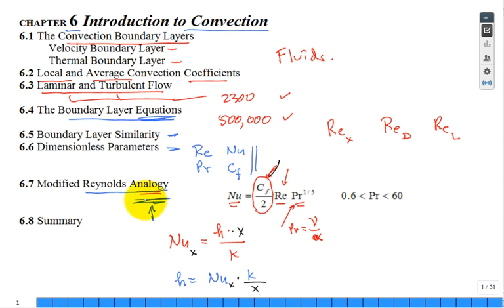Okay, and it's going to be a modified analogy. Now this has a lot of limitations, but at least it's something that we can use as a beginning point in a lot of studies of convection heat transfer, and it forms the basis for why the experimentalists took some data and transformed it this way to generate a very generic correlation. All right, so here it is. This is the modified Reynolds analogy. That's it. That's the chapter.